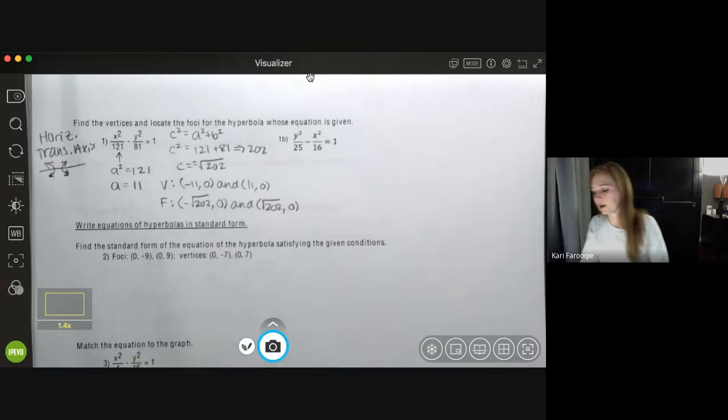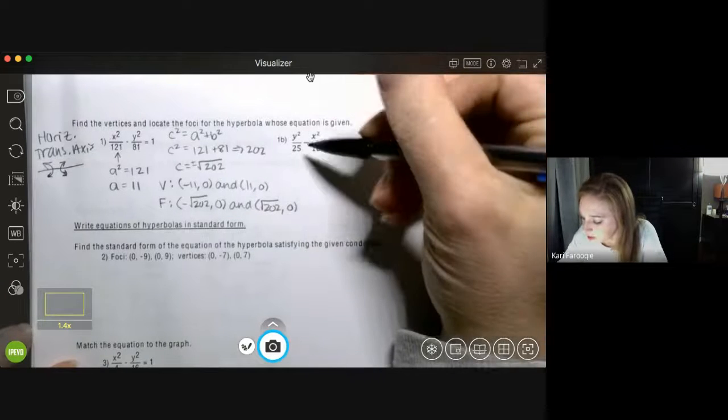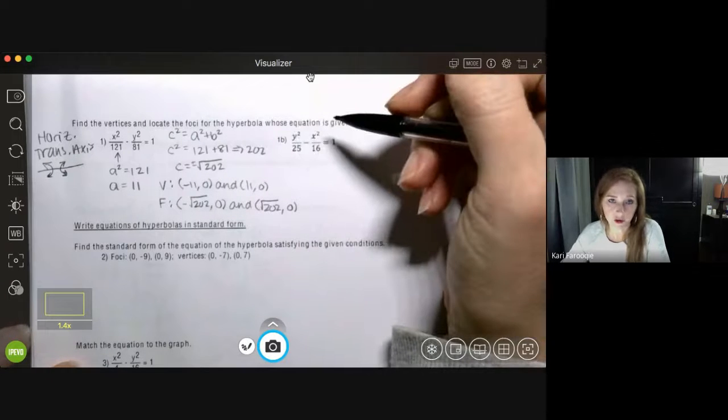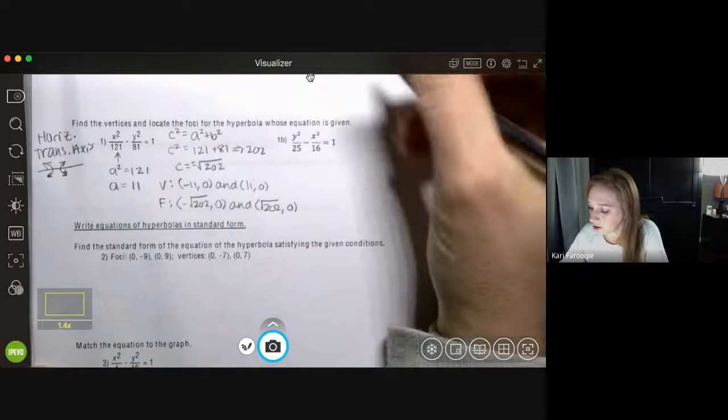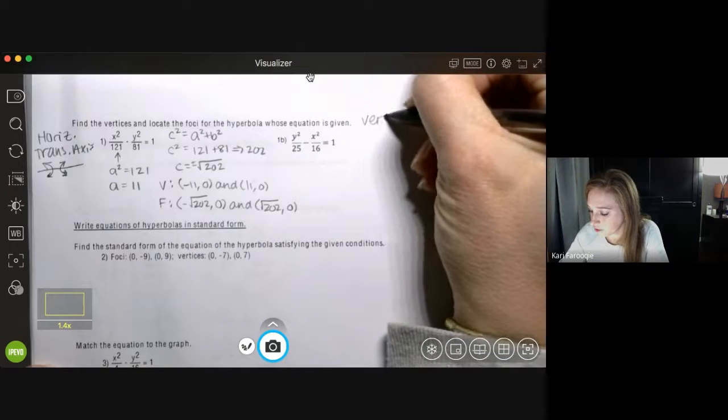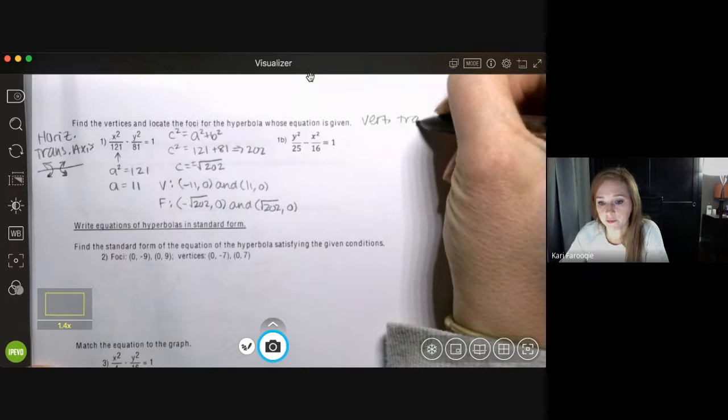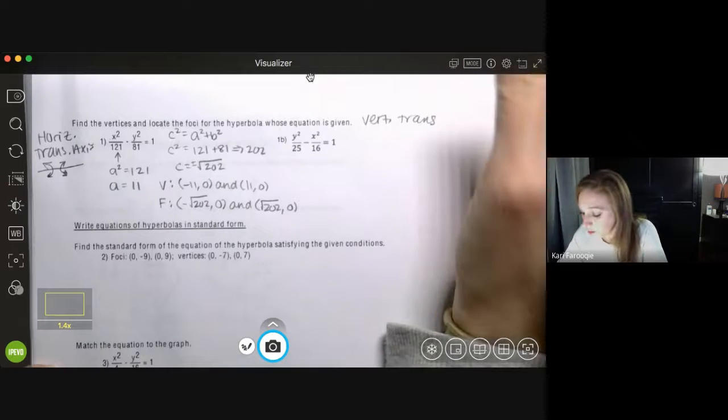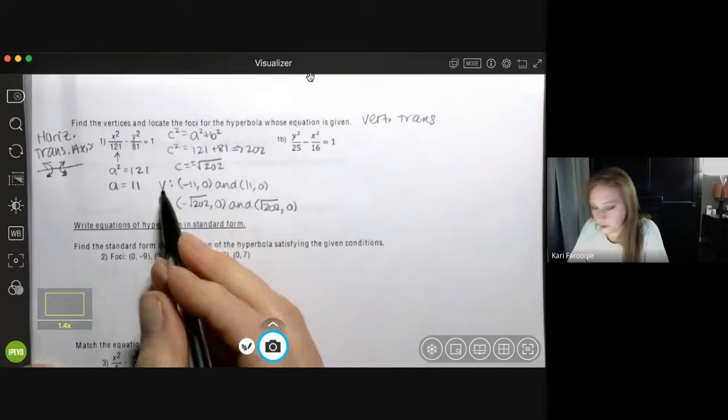Okay, so let's do the same here for 1B. Now, in this case, the y squared term comes first. That's the positive term. So we know that we have a vertical transverse axis. F is for the foci, V is for the vertices.